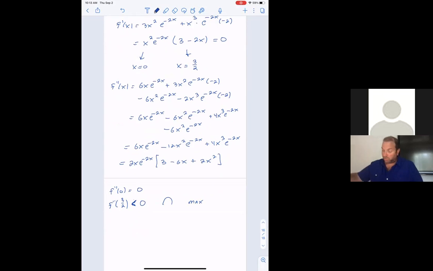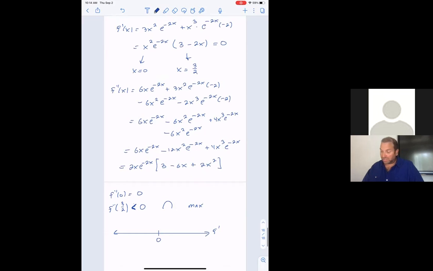But what about 0? I'll make a number line for f prime. This is an f prime number line. And the question is, what does it look like to the left? What does it look like to the right? So if I plug in just a number slightly to the left of 0, like negative 0.1, I get a positive, it's on the way up. And if I do positive 0.1, it's also positive, which means 0 is neither.